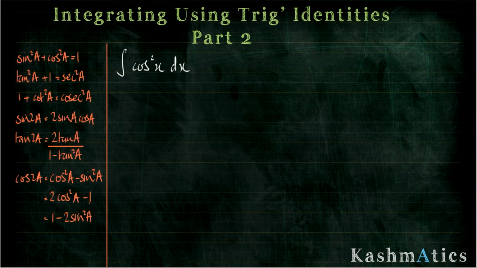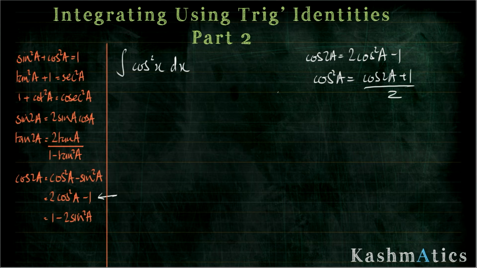The next example is very similar. We're going to integrate cos squared x instead. So this time we're going to be using the identity for cos 2a which is this one here, because that's got the cos squared a in it. If I rearrange this identity, let's write it out in full. Cos 2a is 2 cos squared a minus 1. So cos squared a would be (cos 2a plus 1) all over 2. Let's plug this into here.